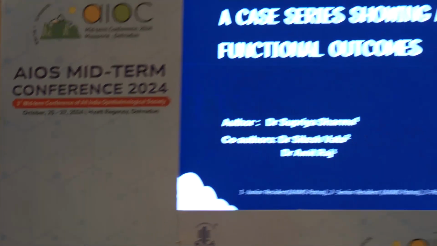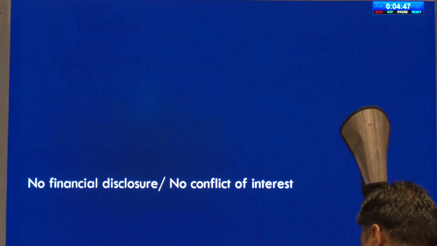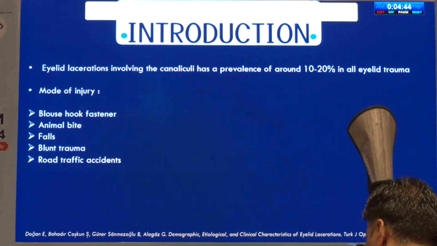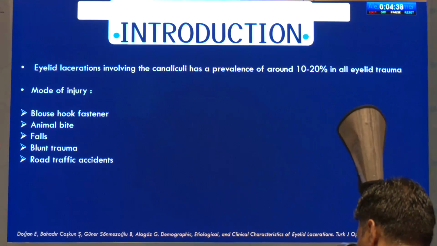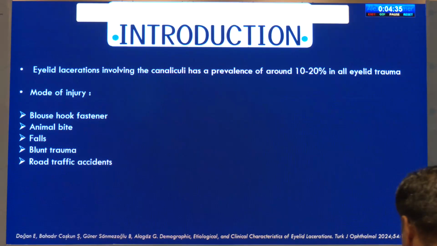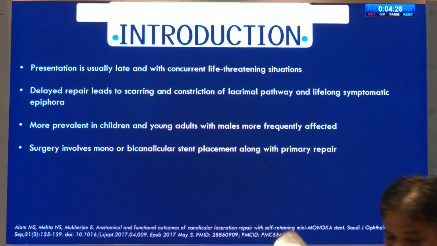Good afternoon all. I'll be presenting a case series showing anatomical and functional outcome post canalicular involving lid laceration. There are no financial disclosure or conflict of interest whatsoever. Eyelid laceration involving canaliculi has a prevalence of around 10 to 20% in all eyelid trauma, and the most common modes of injury which we find in the Indian subcontinent include blouse hook fastener, animal bite, falls, blunt trauma, and road traffic accident. Patients usually present late, and following delayed repair, there can be presentation with scarring or constriction of the lacrimal pathway with lifelong symptomatic epiphora.